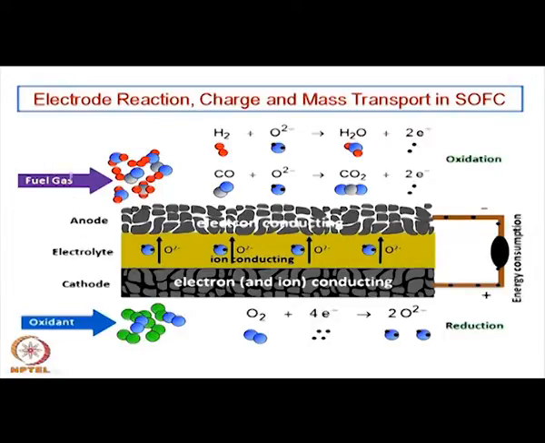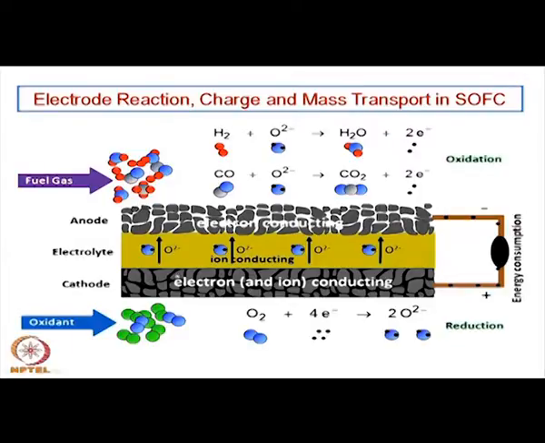So, whether the fuel is hydrogen or carbon monoxide or a mixture of them, these are the oxidation reactions which take place on the anode side, and there is an ionization of oxygen on the cathode side. So, there is a very high oxygen potential on the cathode side, whereas there is a very low oxygen potential on the anode side. This is a highly reducing condition, and this is a highly oxidizing condition.